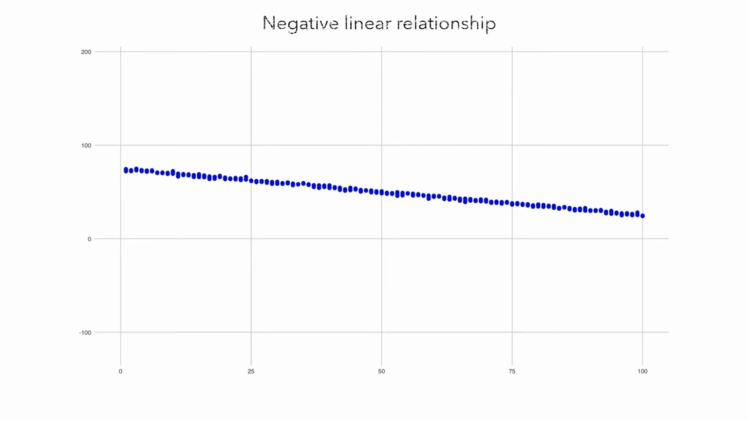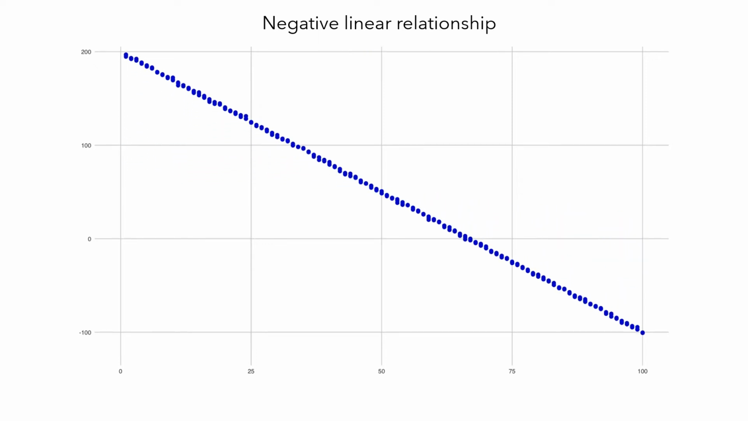Here we have a negative linear relationship, and the correlation is negative 0.999. The relationship between the two variables is strong, and the correlation is close to -1. And this is still a strong negative relationship, and the correlation is still negative 0.999. As before, the correlation depended on the strength of the relationship, but not on the specific value of the slope.